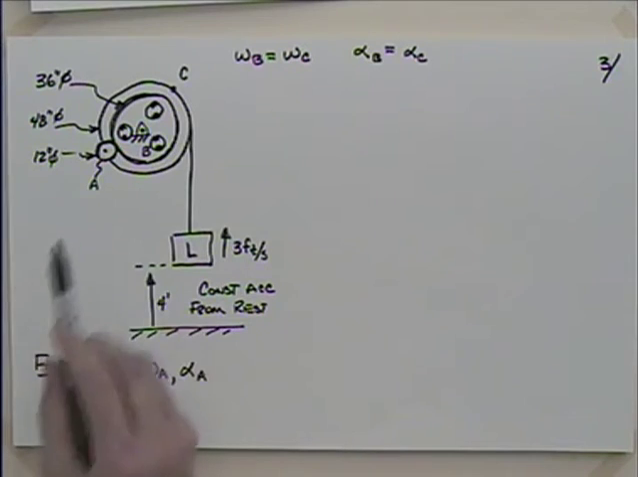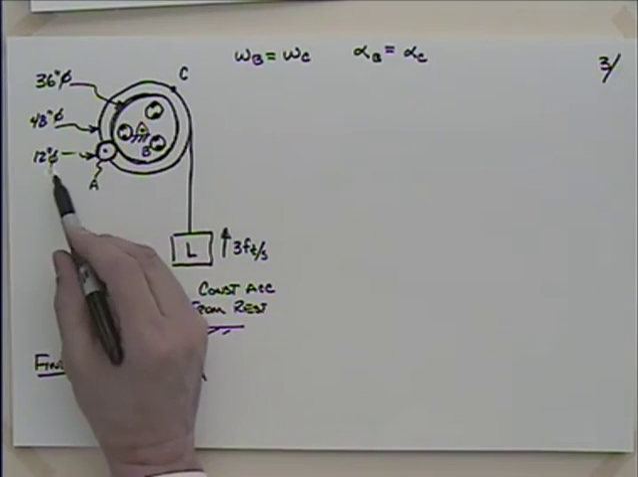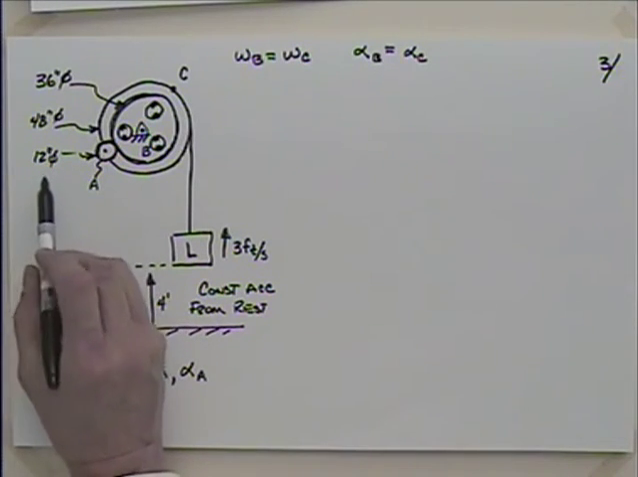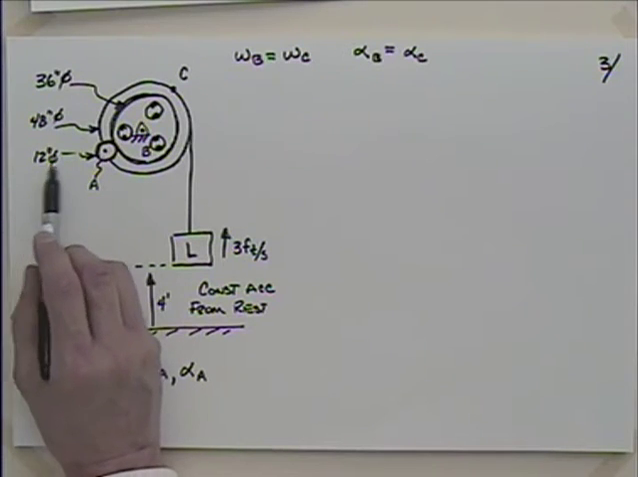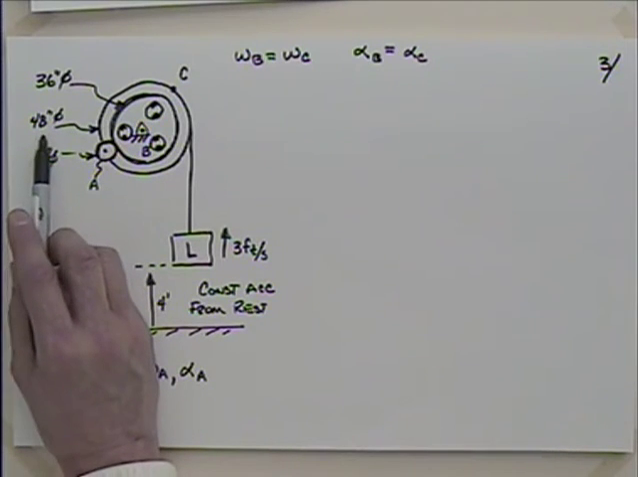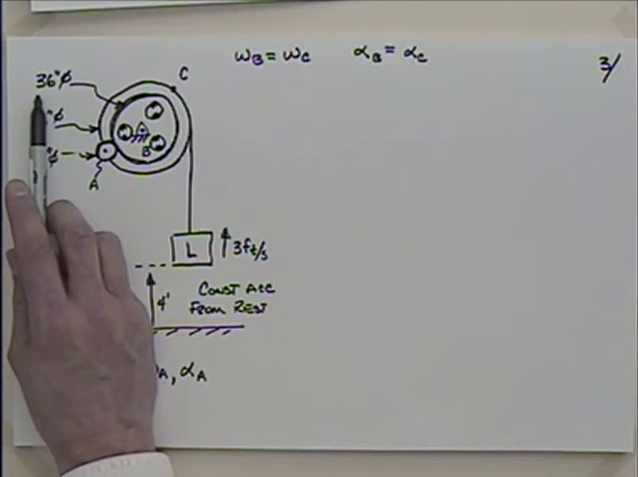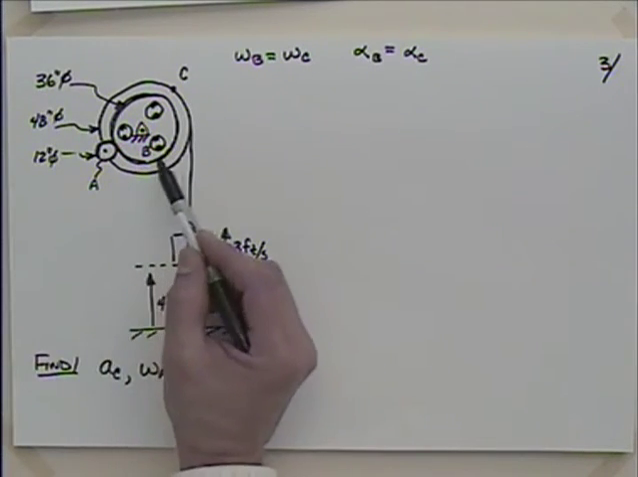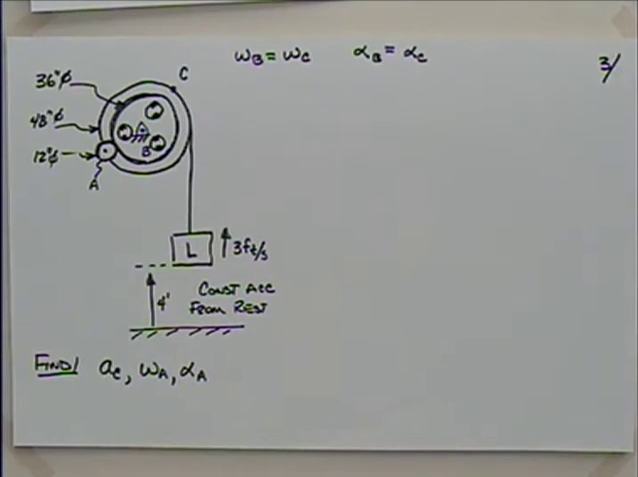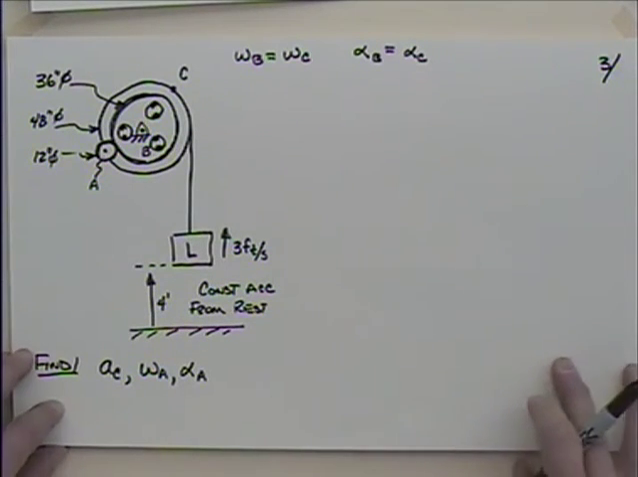I guess for clarity's sake, the phi symbol there is the diameter symbol. So the diameter of the small pinion gear is 12 inches. The diameter of the larger drum that the cable's wrapping around is 48 inches. And the diameter of that bull gear B is 36 inches. So we should be able to come up with some stuff here.